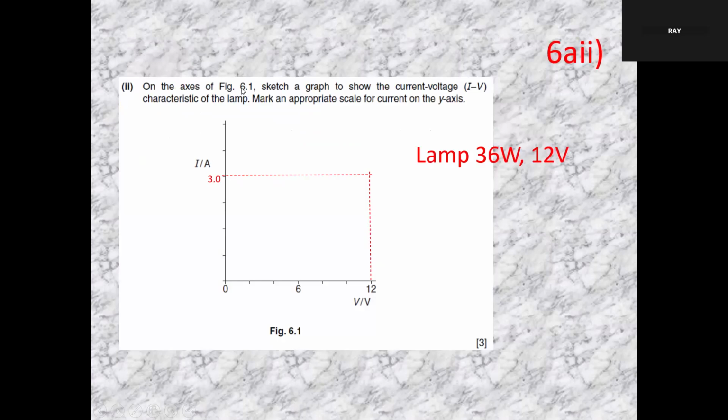On the axis of figure 6.1, sketch the graph to show the current-voltage characteristic of the lamp. Mark an appropriate scale for the current on the axis. Right? We have calculated already the current, potential difference 12 volt. There's a point there. Then the others is memory work. Okay, now that's how we calculate our current.